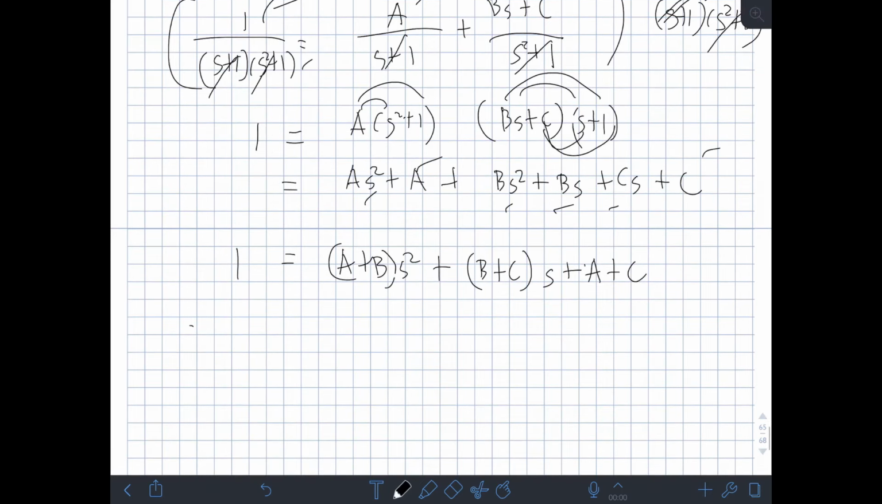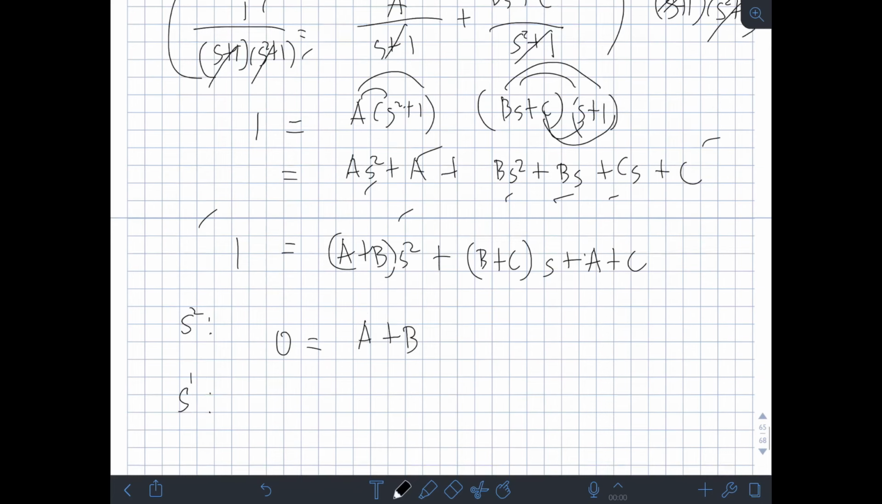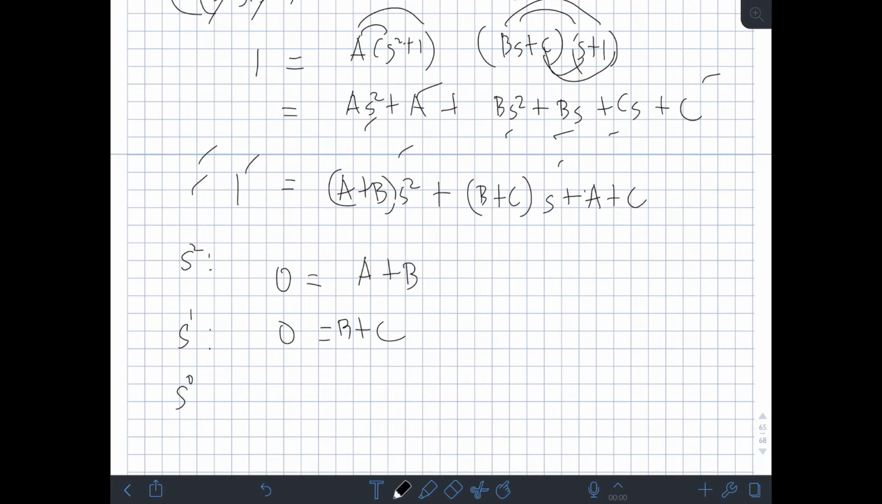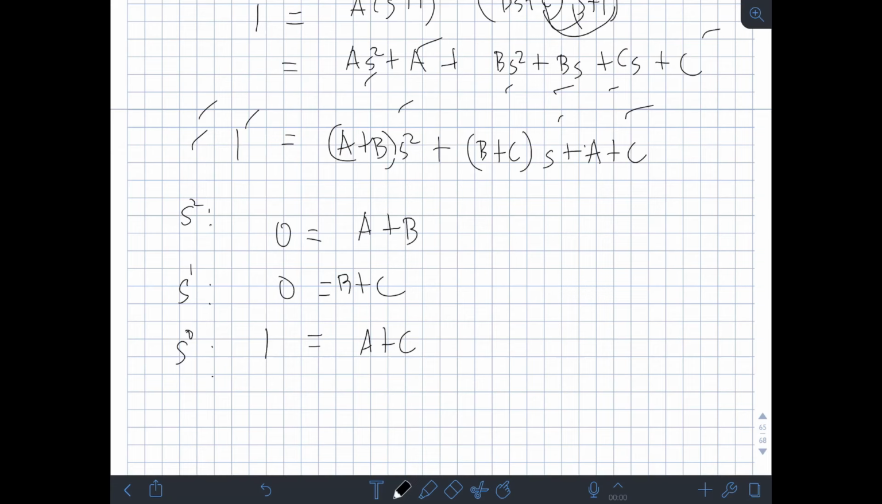Equating coefficient for s squared, we have walang s squared itong left side, so 0. 0 is equal to numerical coefficient nung s squared sa right side, which is a plus b. For s raised to 1 or s, wala rin tayong s component dito sa left side, so 0 ulit, equal sa numerical coefficient ng s sa right side na b plus c. Then lastly, for constant, this time meron na tayo 1, right? Equal dito sa a plus c sa right side. Okay, so meron tayong 3 equations in 3 unknowns a, b, and c.